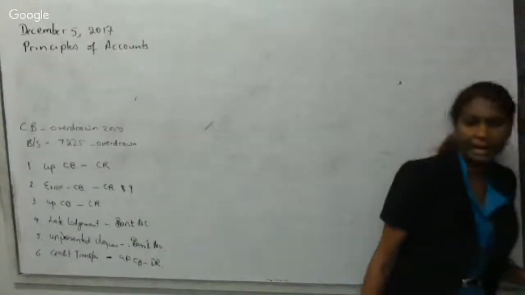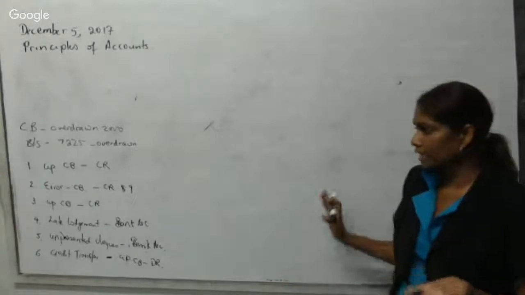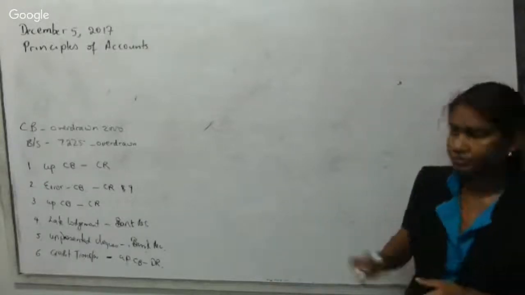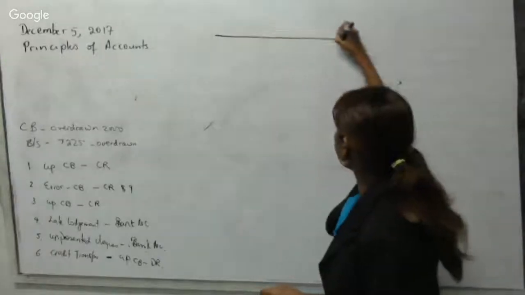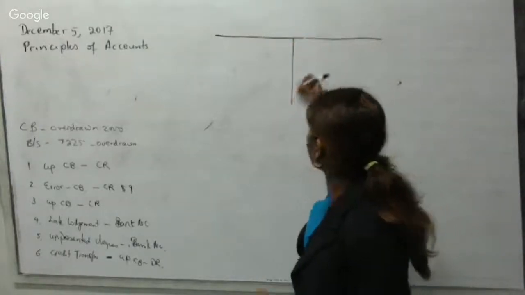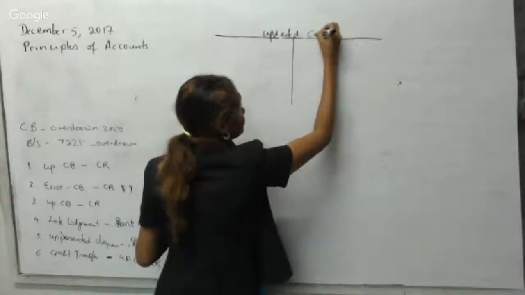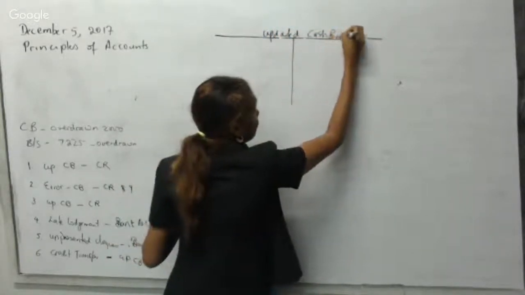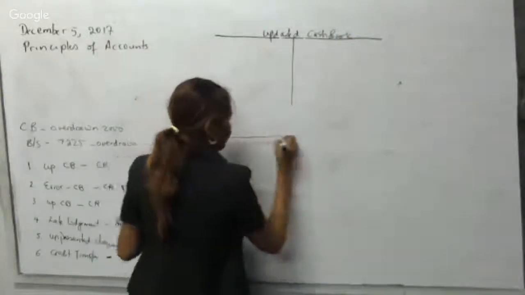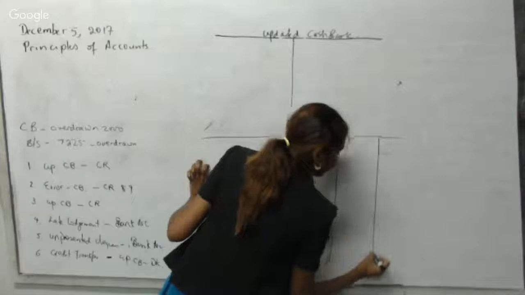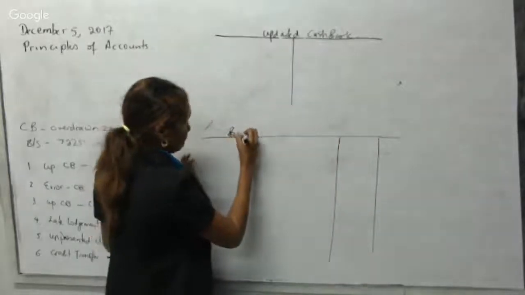Then you just go ahead and put them into the two statements that are required of you. So we're required to prepare the updated cash book, and we also have a bank reconciliation statement that we have to prepare as well.